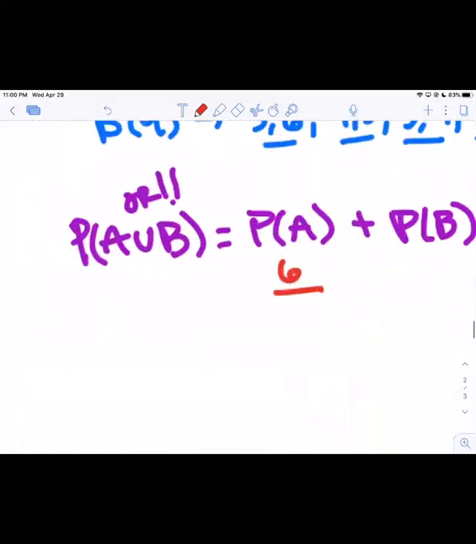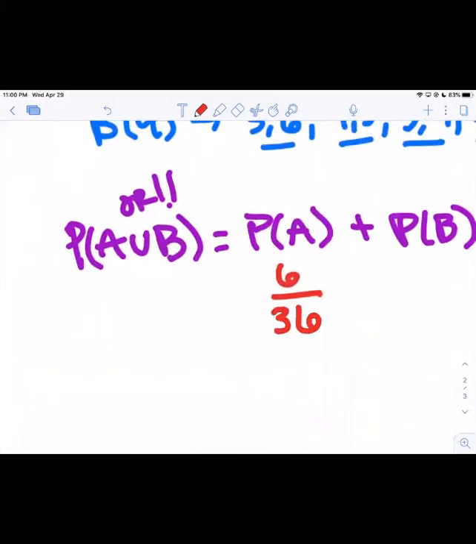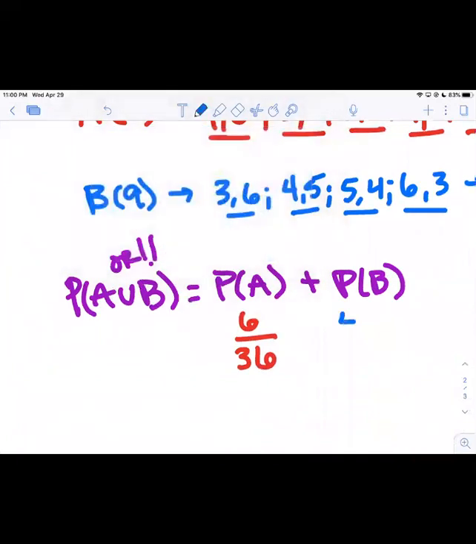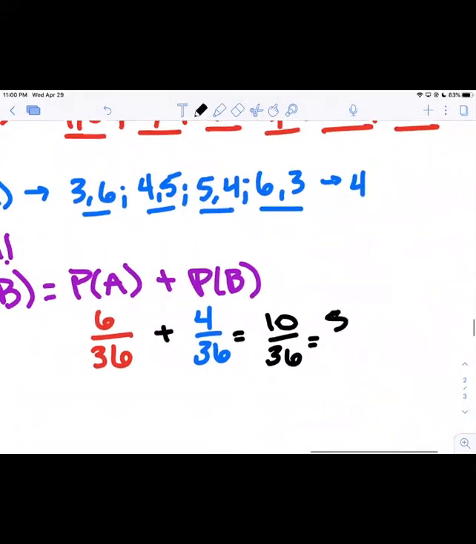That's what we counted out without a table, so you can use a table if that helps you keep yourself organized. So 6 out of 36 options give me a 7, and then 4 out of 36 give me a 9. So when I add those two together, it becomes 10 over 36. And if I simplify that, it becomes 5 over 18. That's the best answer.